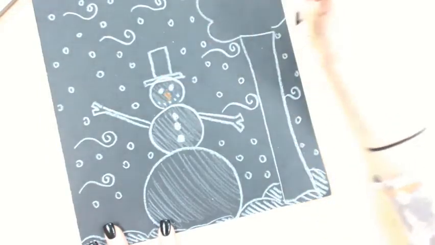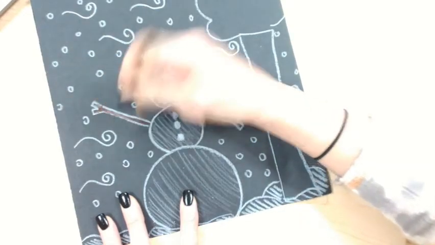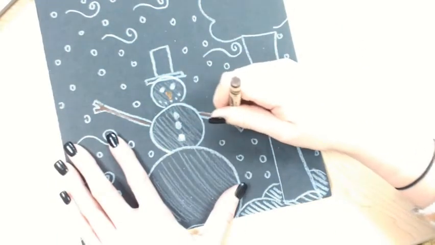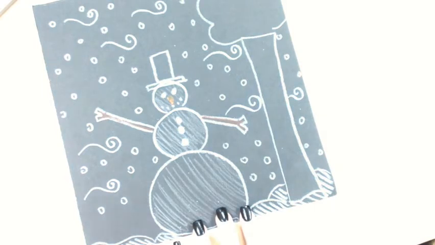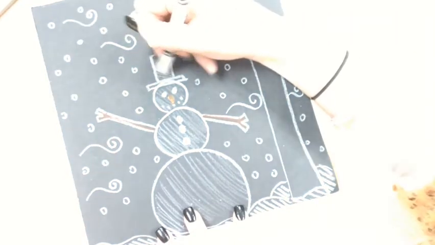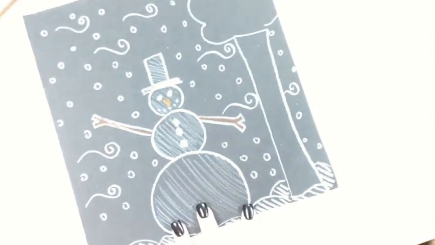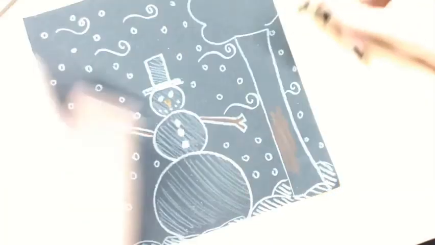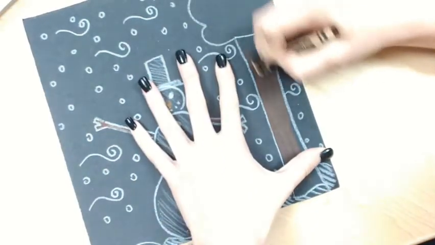I'm actually going to go and use my orange crayon to make my carrot nose on my snowman. Now I'm going to color in my branches, my arms with the brown. I'm going to color in my hat a little bit more with the white, but it's up to you what colors you want to use. I'm using brown to color in my tree trunk.